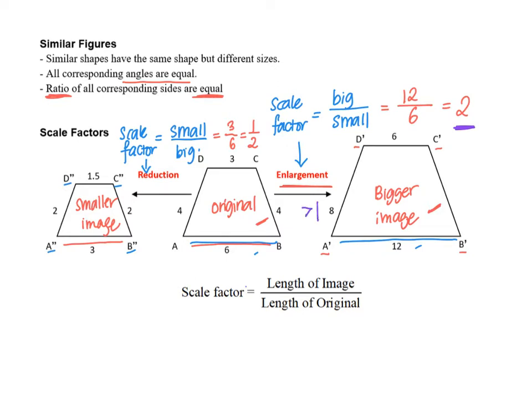If I were to have a reduction, the image or the new picture now becomes smaller. So that means I need to be multiplying by something that makes it smaller. So in this case, the reduction will definitely have a scale factor that is smaller than 1. What if the scale factor is 1?